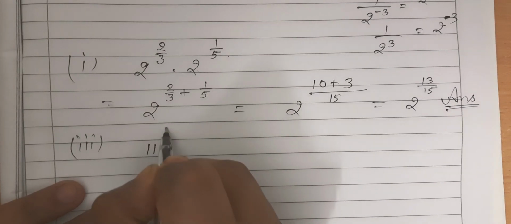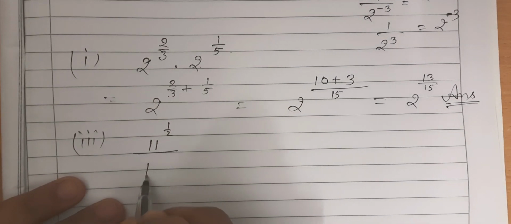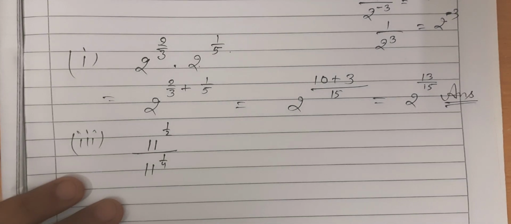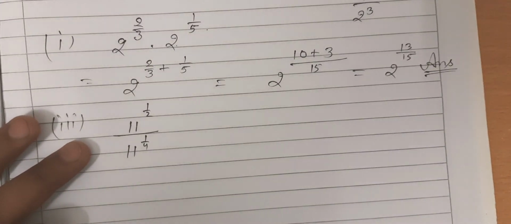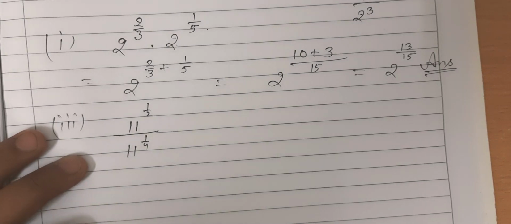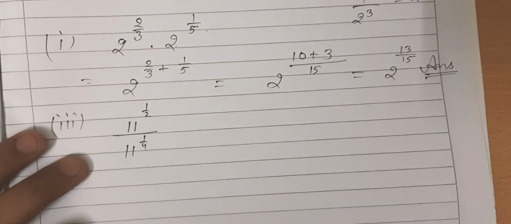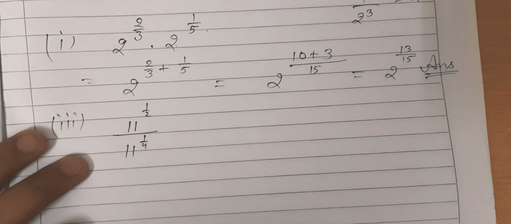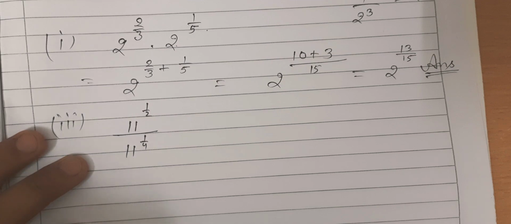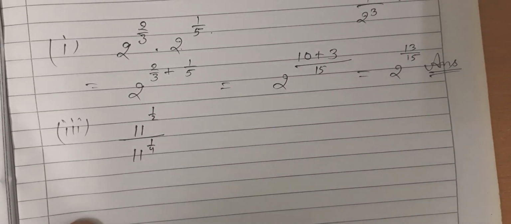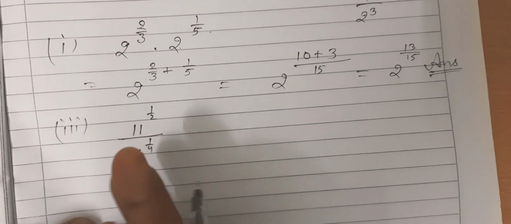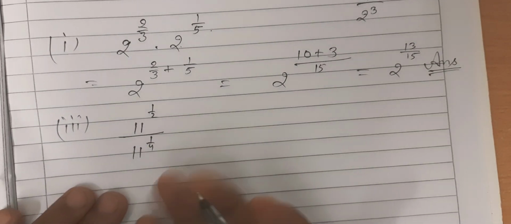It is 11 raised to the power 1 by 2 divided by 11 raised to the power 1 by 4. Now you have to think which identity, which law we can use here, and it takes time. You need to practice a lot. Generally the question arises, how do we come to know which identity, which law we have to use here? The only way is practice. Once you practice enough, you will easily find which identity, which law we have to use here to simplify.